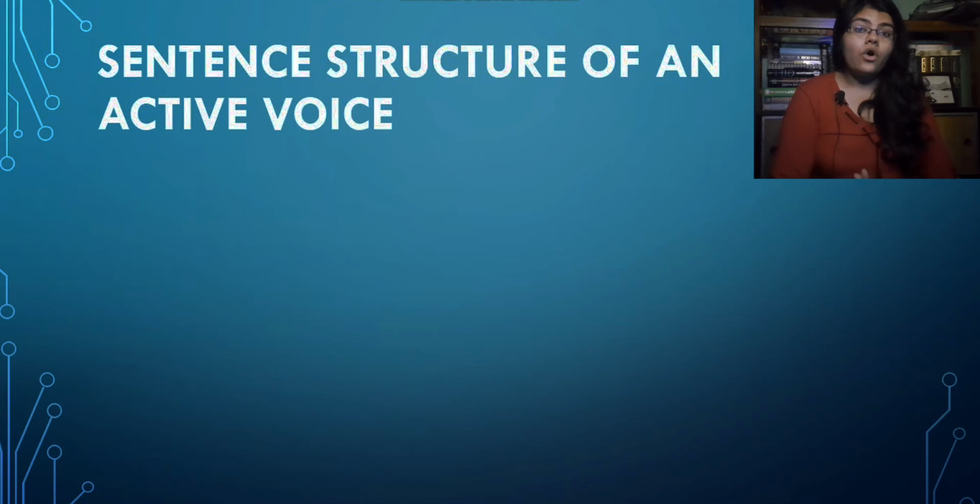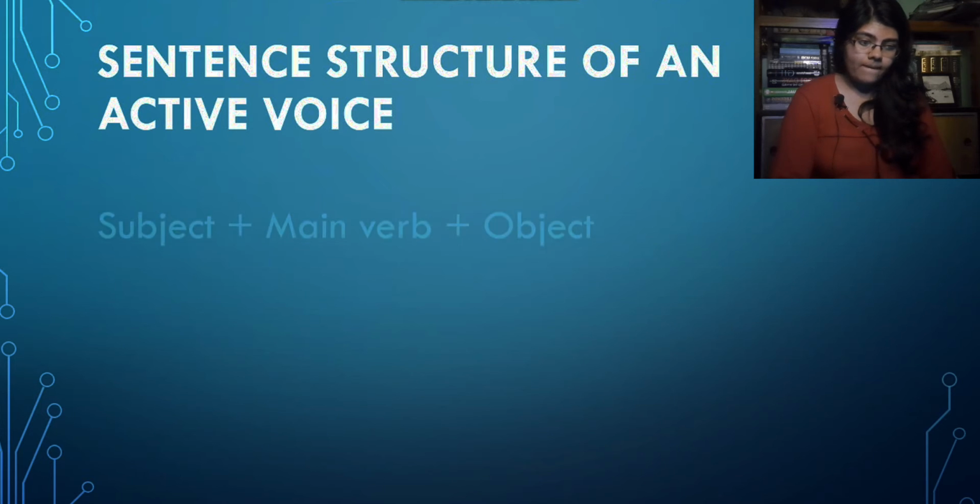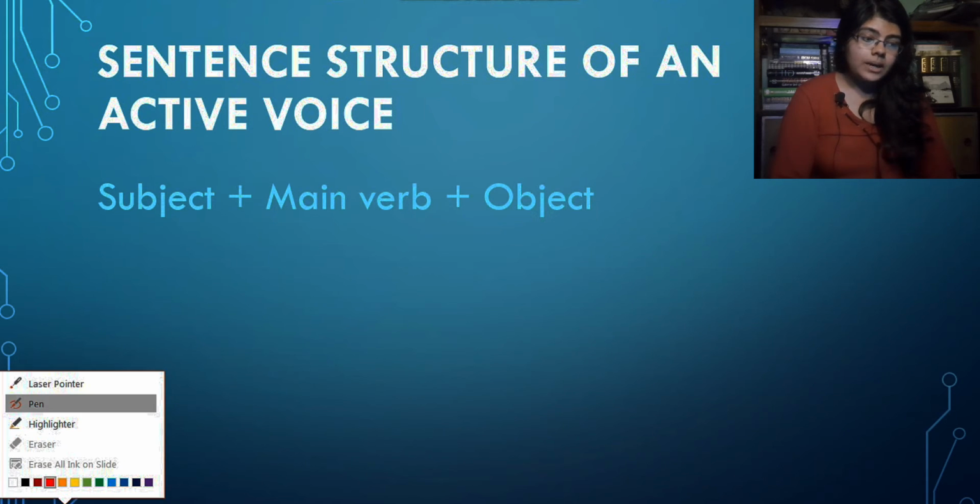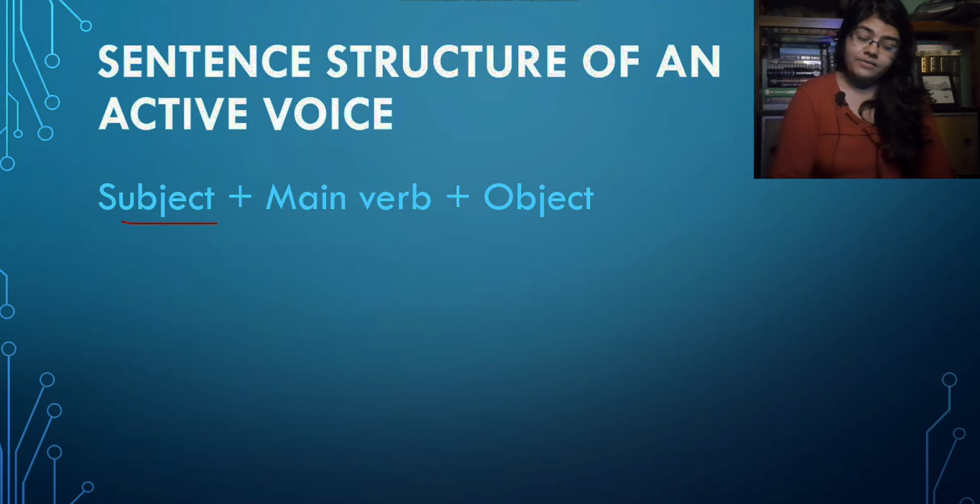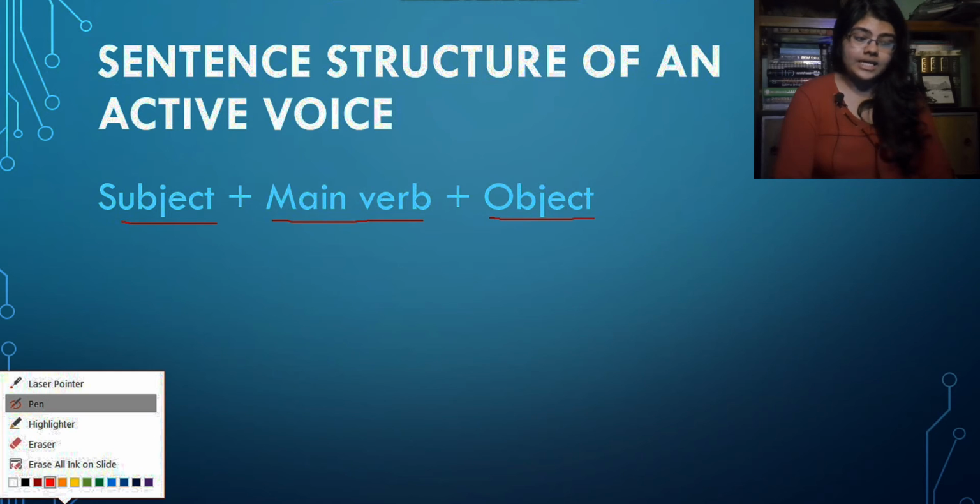Now the thing that we need to know is the sentence structure of an active voice. What is the structure of a sentence of active voice? Let's see. Subject plus main verb plus object. It's a very simple structure. First there will be the subject, then the main verb, then the object. This is the structure of an active voice. Let's see an example.